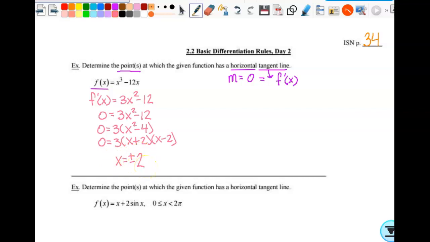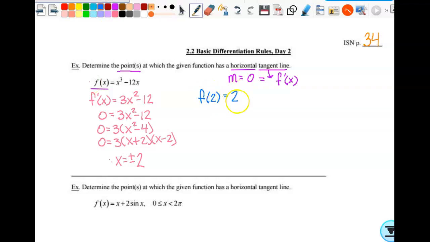Okay, now again, it's not all about getting the numbers, because we've got to think about what we just found. We found the x values for where on our function here, which is a cubic function, our tangent lines will be horizontal. And it says determine the points at which the given function has a horizontal tangent line. So I now need to take this, I found it from f prime, but I need to substitute it into f. So I'm going to find f of 2.